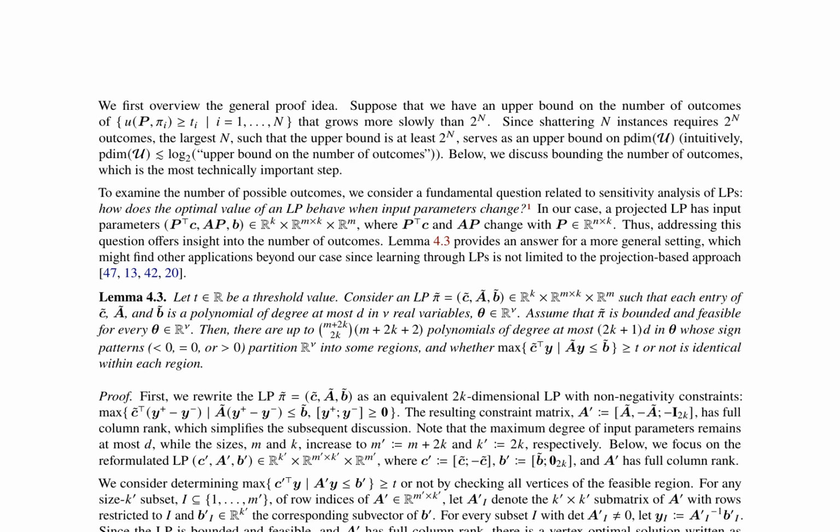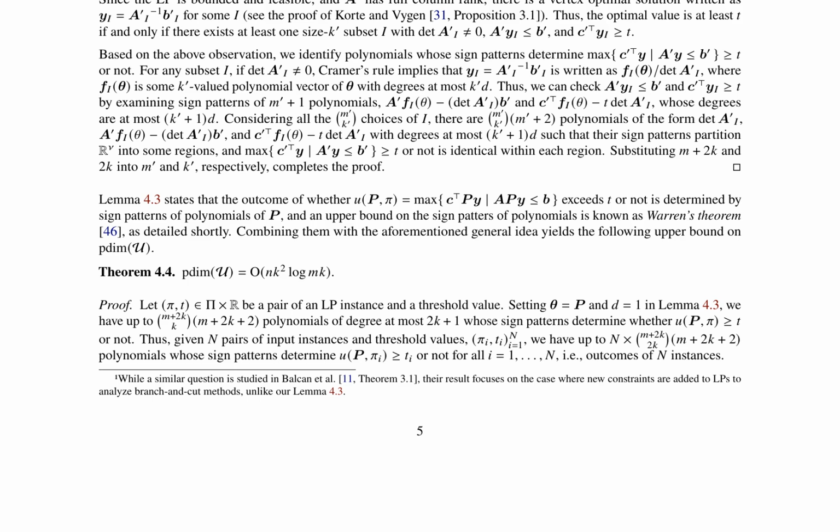By considering all possible subsets of row indices of the constraint matrix, they identify polynomials whose sign patterns determine the optimal value. Using Cramer's rule, the authors show that the optimal value is at least t if and only if there exists a size-k subset I with det(A_I) not equal to 0, A_I x_I less than or equal to b, and c^T x_I greater than or equal to t. This leads to the identification of polynomials whose sign patterns determine the optimal value.